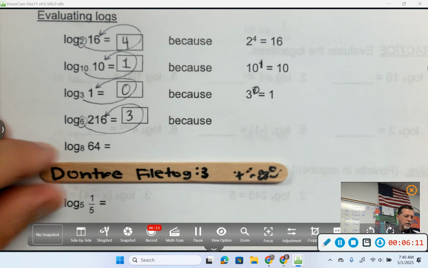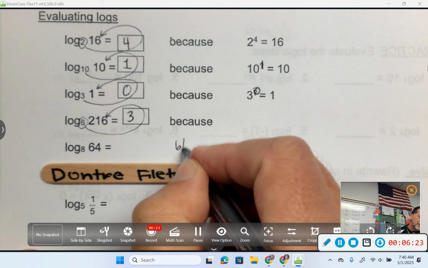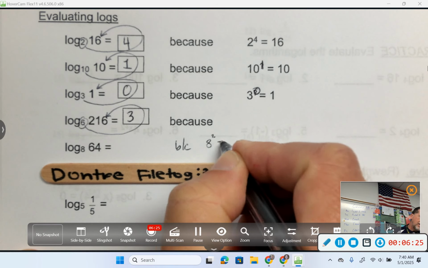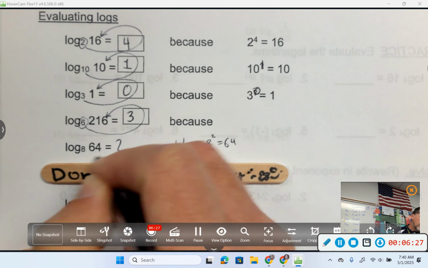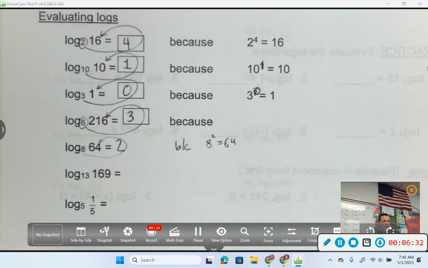Dante, what about log base 8 of 64? Equals what? 2. Why did you say 2? 8 squared is 64. So log base 8 of 64 is 2.